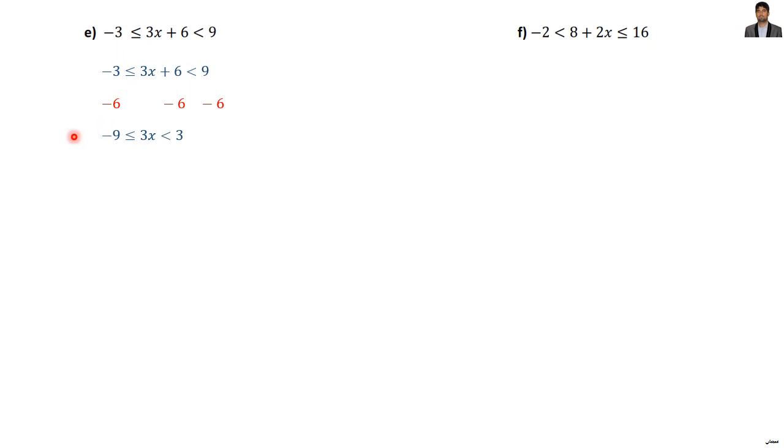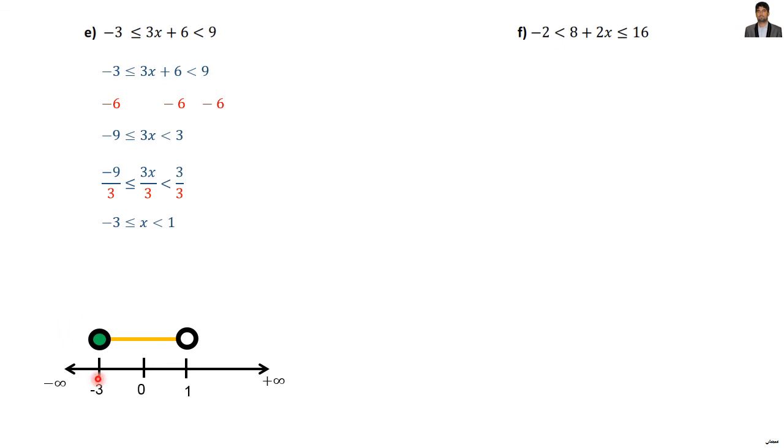3 is multiplying with x, so we divide left, right, and center by 3. Minus 9 over 3, 3 over 3, 3 over 3. Simplify this, we will get minus 3 less than or equal to x less than 1. Now the graph of this inequality. Draw a circle above minus 3 and above 1. There is an equal sign with minus 3, so fill the circle. Leave the circle above 1 blank. In the end, join these two circles with the line.